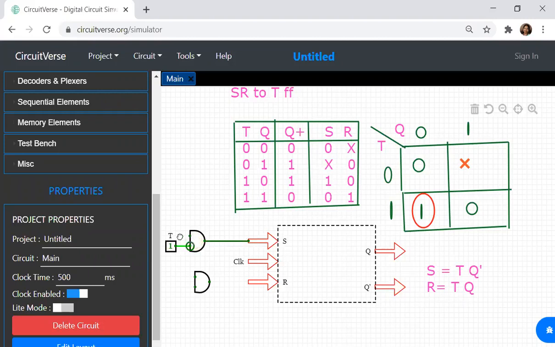I have to tap Q bar. Let me tap Q bar. So I have tapped Q bar. It is T into Q bar. What is the next one? For the R input, it is T into Q. So again it is T, I've just connected it to T. And the other input is Q, so I'll just tap the signal and connect it to Q.